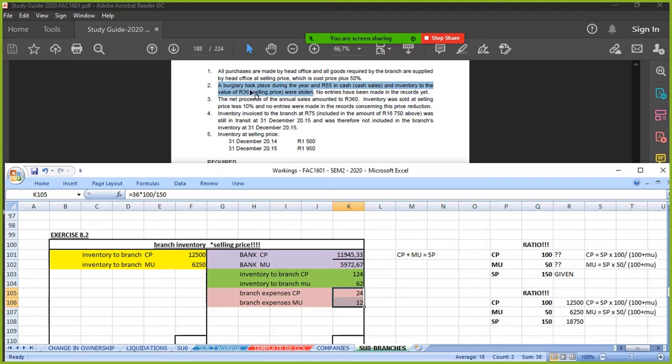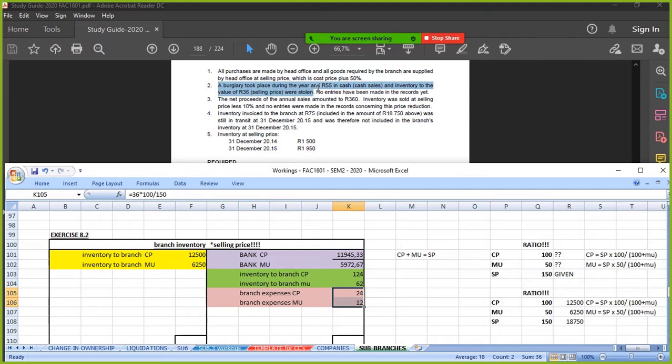Okay, let me read this again. A burglary took place and cash was stolen. So if cash was stolen, this was cash sales. 55 rand in cash, but it's cash sales. So if it's cash sales, you're affecting bank because obviously this is money that's stolen. You're taking money away from the branch, because the branch has sold goods. This was a sale that they had provided for.